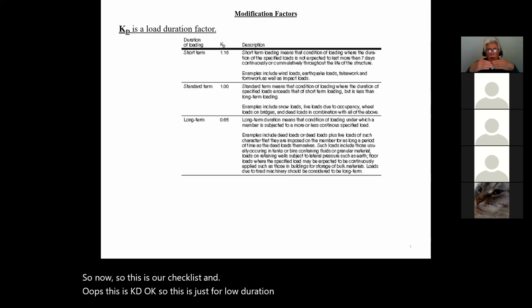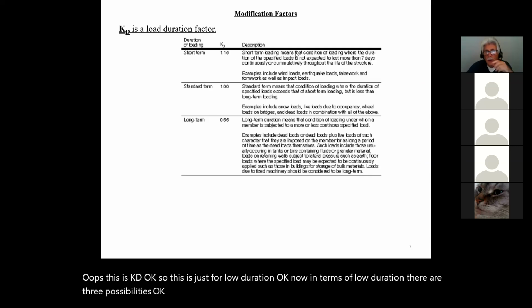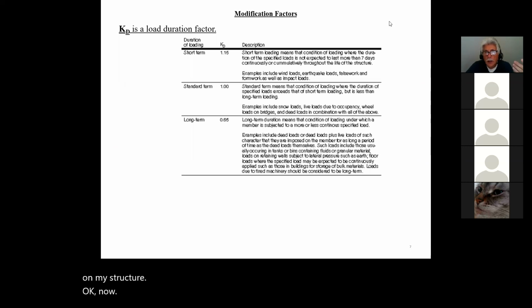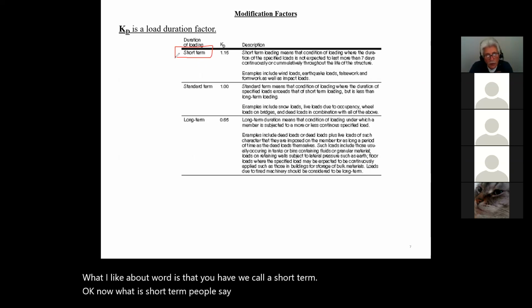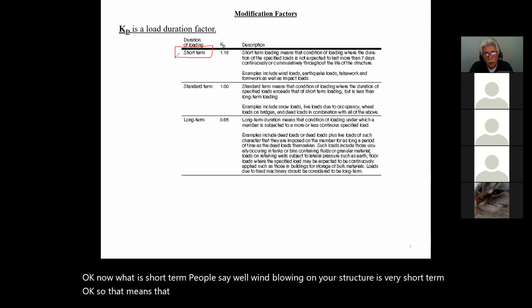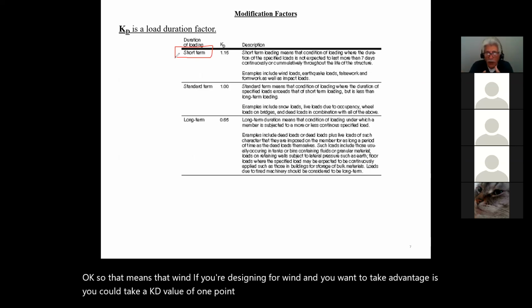Now, in terms of load duration, there are three possibilities, okay? Three possibilities for load duration. Like how long is a load gonna stay on my structure, okay? Now, what I like about wood is that you have what we call a short-term duration. Okay, now what is short term? People say, well, wind blowing on your structure is very short term. So that means that if you're designing for wind and you want to take advantage, you can take a KD value of 1.15. In other words, you can actually increase the resistance in the table by 15%.